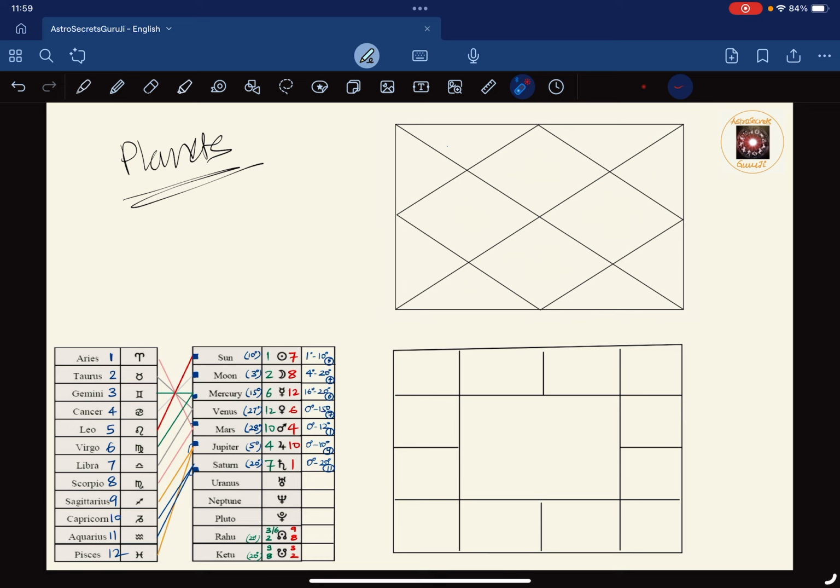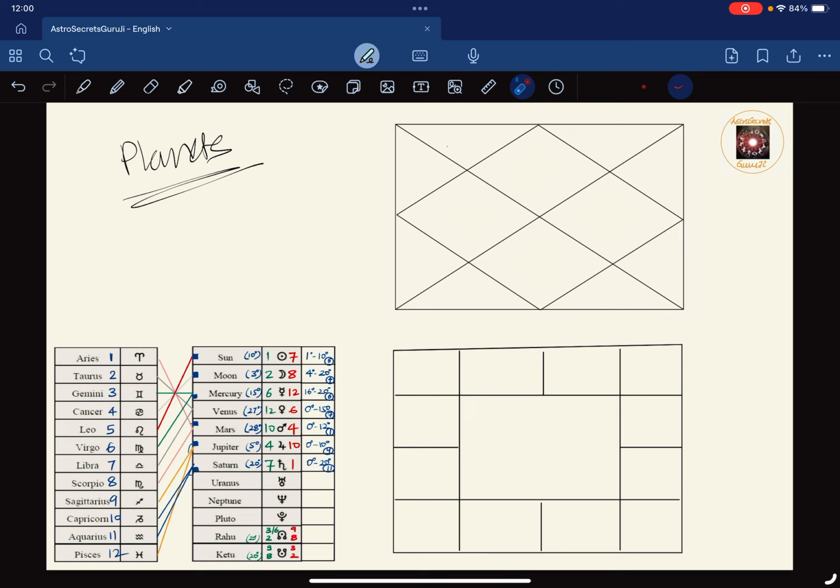We'll talk about planets' gender as well a little bit. Now, Sun, Mars, and Jupiter are considered masculine. Moon and Venus are considered feminine, while Mercury and Saturn are considered neutral in nature. Now, why I'm talking about this is because it depends on the planet sitting in which sign and what their nature is, and that is how the results are deciphered.